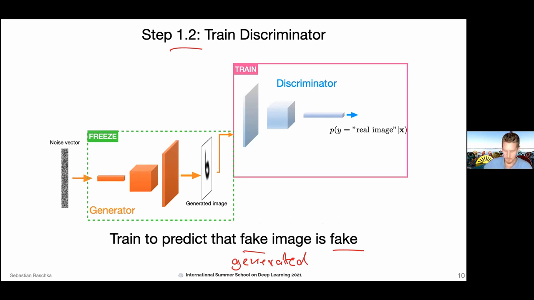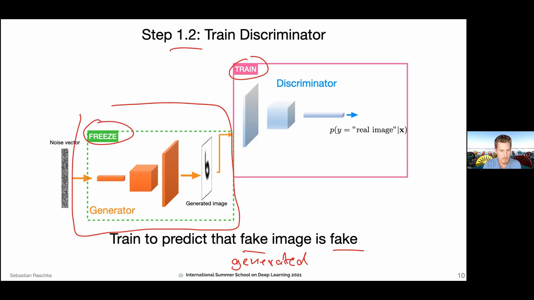Okay, so here, also note, I have two annotations: one is freeze and one is train. This is one of the tricky parts when we implement GAN in practice, because when you use, for example, TensorFlow or PyTorch, there is this automatic differentiation. If things are connected and you call the backward pass or run the gradient computation, it will compute the gradients for the whole network and then do the updates. And this is not what we want. In this step, we don't want to train the generator. We really just want to train the discriminator. So we have to make sure that we keep the weights in the generator fixed or frozen when we update the discriminator at this point.